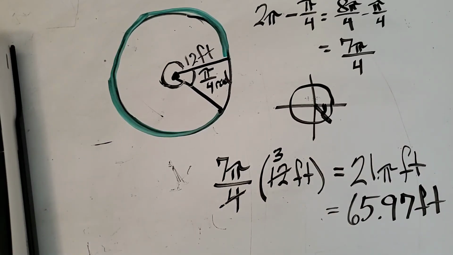So today in your homework, you will be taking degree measures and changing them into radians. We do that by multiplying by pi over 180. And then we will be taking radian measures and changing them into degrees. We do that by multiplying by 180 divided by pi. And then looking for some arc lengths.